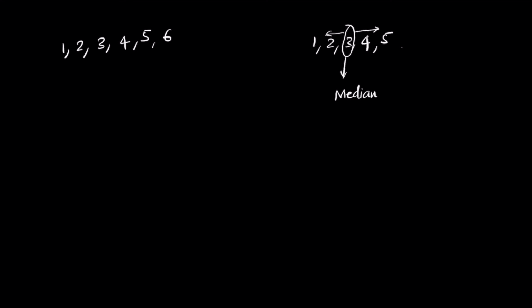But if you take the first set of data here, notice that there are 6 values. Because this is even, there is not going to be one single median, but you will have to average the mid 2 values. The 2 mid values are 3 and 4 here. So we'll average the 2 values: 3 plus 4 by 2, so 3.5. So 3.5 becomes the median. This is how we calculate the median.